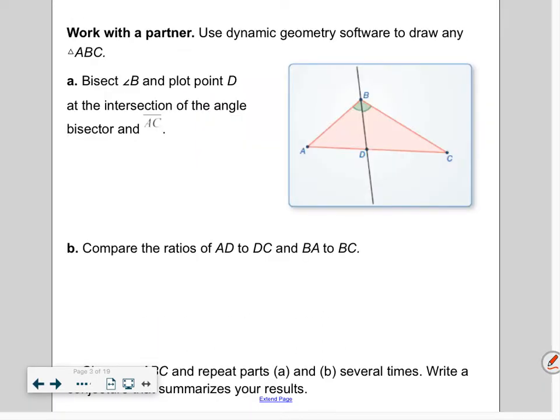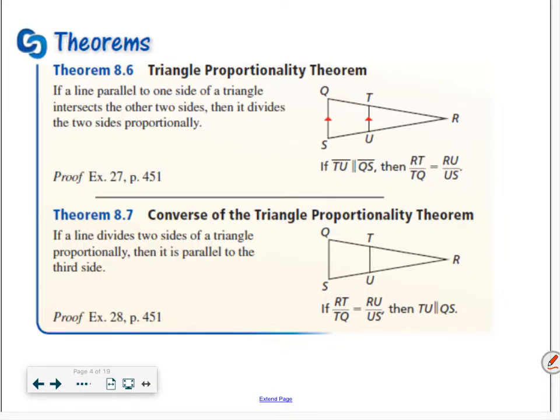So the first thing we want to do is get the triangle proportionality theorem written down. And I would also suggest, as you're writing it down, that you get the picture as well. It says, if a line parallel to one side of a triangle intersects the other two sides, then it divides the sides proportionally.